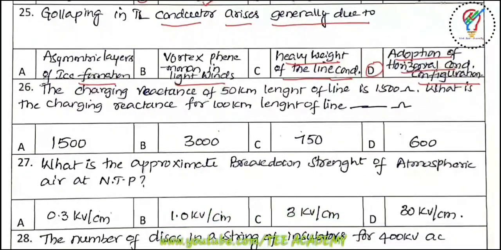The charging reactance of 50 km length of line is 1500 ohms. What is the charging reactance for 100 km length of the line? Generally remember the concept here: the Xc, that is the reactance, is inversely proportional to length. Just apply the relationship and you may get the answer as 750 ohms. Because as the length increases, automatically the reactance will decrease. So length doubles, reactance halves. 1500 by 2 means 750 you will get. Next one.